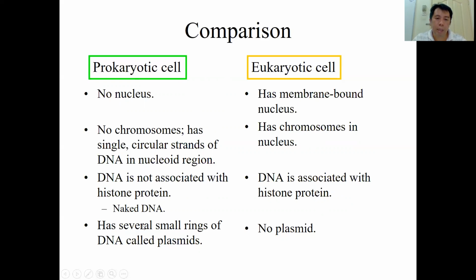And then in prokaryotic cells, they have several small ring DNAs, which are known as plasmids, whereas eukaryotic cells have no plasmid. Plasmids are important vectors used especially in biotechnology and genetic engineering. These plasmids are only found in bacteria. Normally they contain antibiotic resistance genes. Their function is normally to protect the bacterial cells from infections by virus.